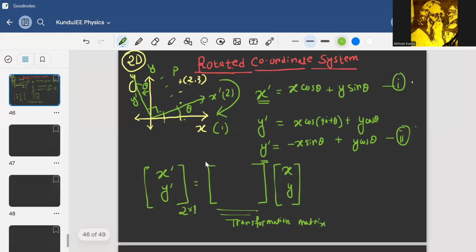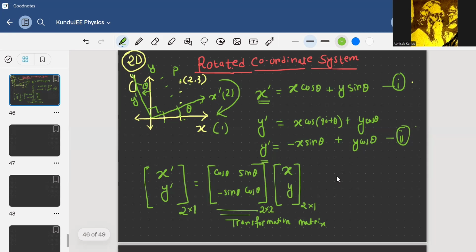Now see, I can write here cos theta, sin theta, minus sin theta, and cos theta. So x dash, you want to find out, just do the matrix multiplication, because this is a 2 cross 2 order matrix, this is 2 cross 1. So ultimately, the multiplication of these matrices will give the result of 2 cross 1. So x dash is going to be x cos theta plus y sin theta. Similarly, y dash is going to be minus x sin theta plus y cos theta.